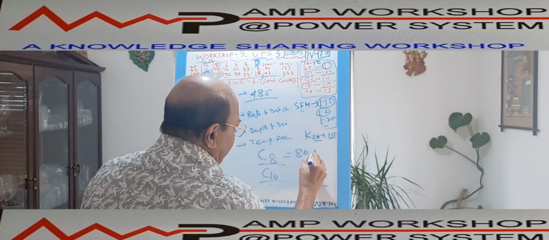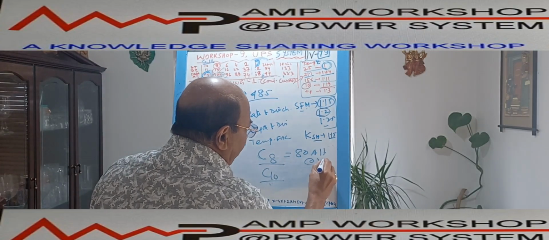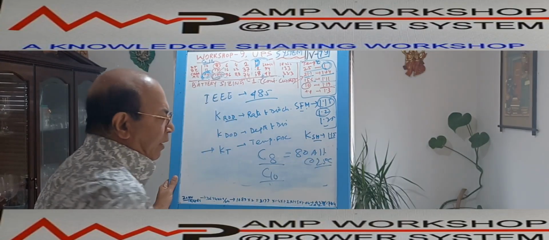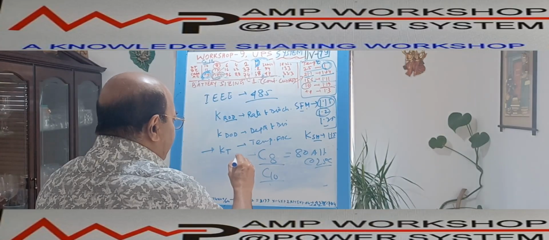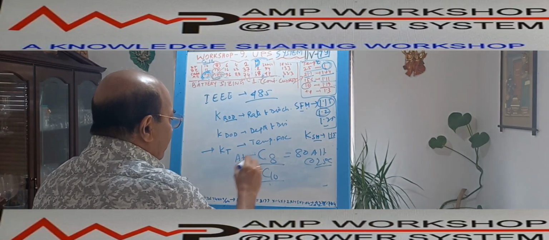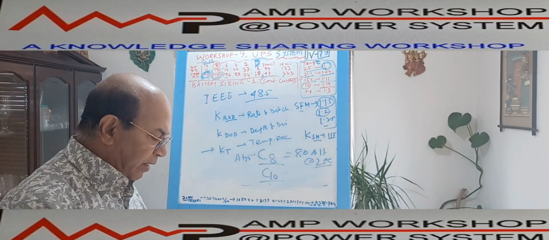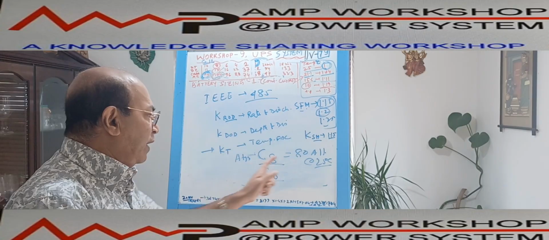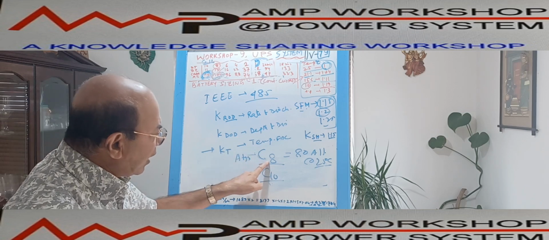He said my battery is C8 capacity, 80 ampere hour at 25 degrees centigrade. He will mention it in this way. That means this particular battery, suppose it is A-type battery, one particular type of battery. He said my A-type battery C8 is 80 ampere hour at 25 degrees centigrade.